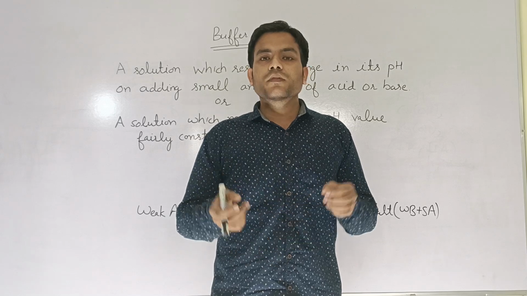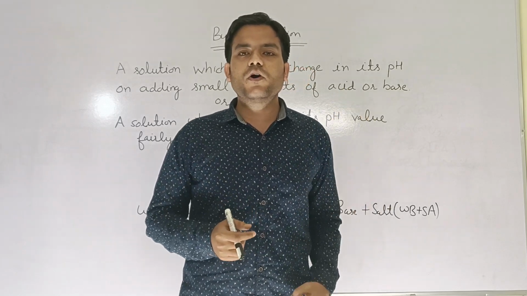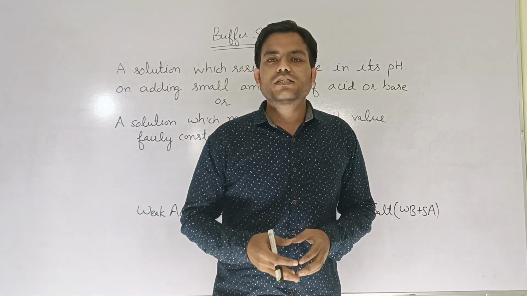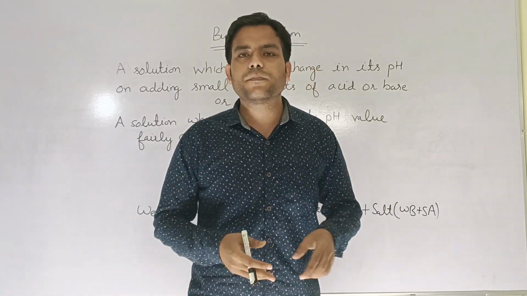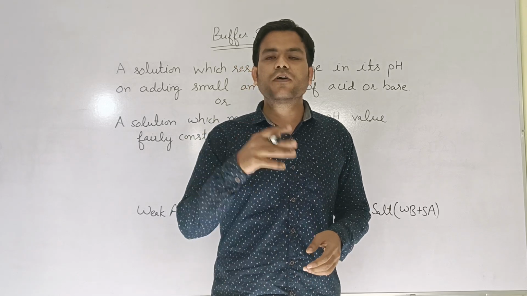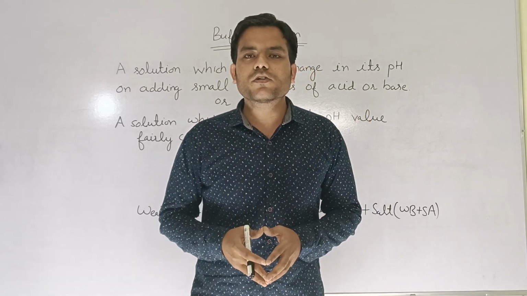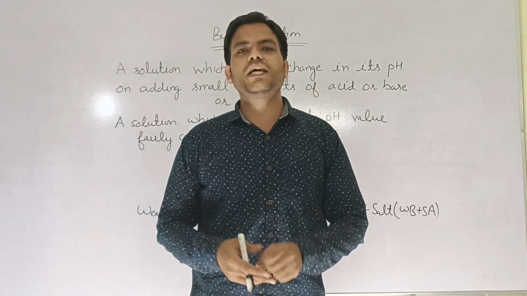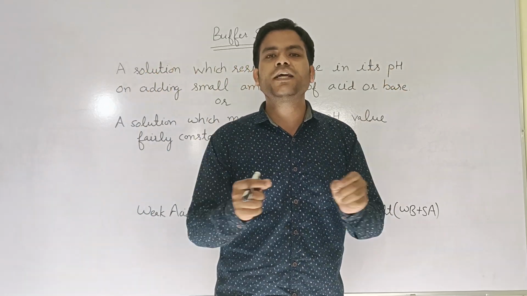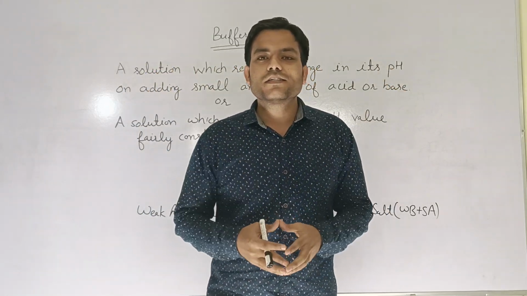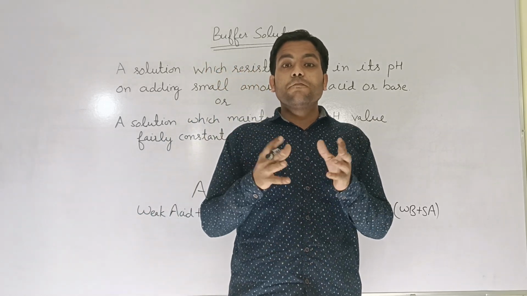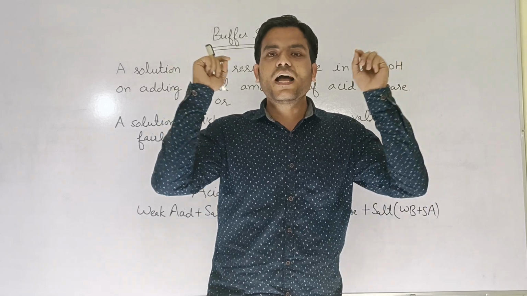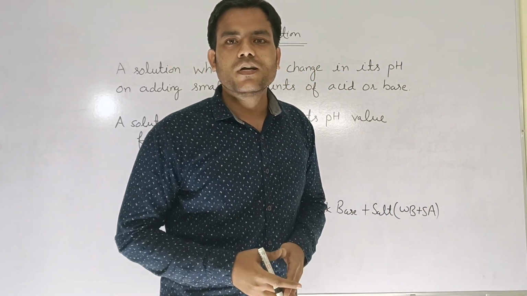That means the blood present in your body resists the change in its pH value when you eat an acidic item or basic item, right? So blood is a buffer solution because it resists the change in its pH value on eating an acidic or basic item. I hope it is clear to you.